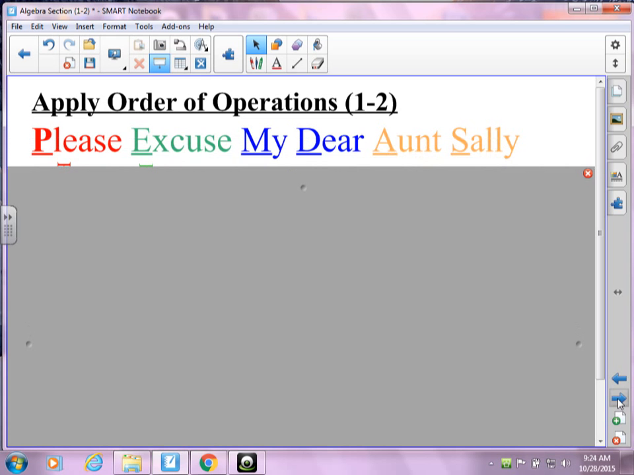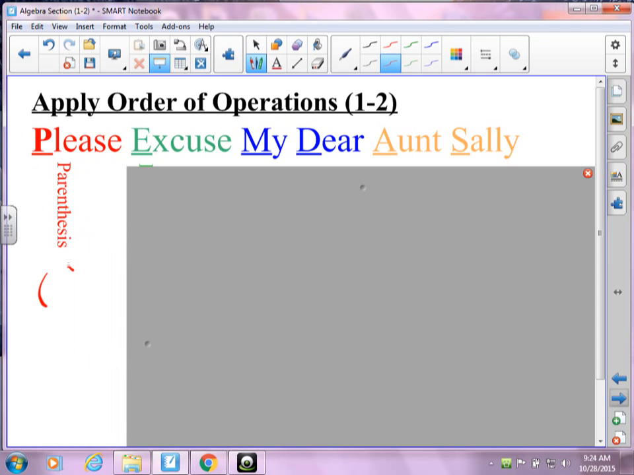So first of all, when we do order of operations, we have a neat little saying that you've all heard before. Please excuse my dear Aunt Sally, and it means something. So first of all, we've got please. That means parentheses, and you've seen this before. I can have a parenthesis that looks like this, or a parenthesis that looks like a bracket, right? And this is where you need to be writing on your iPads. We've seen both, so it shouldn't be a surprise to you.